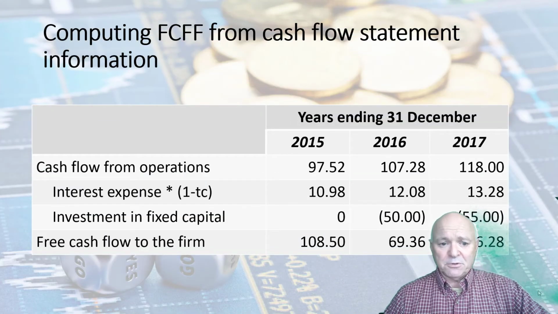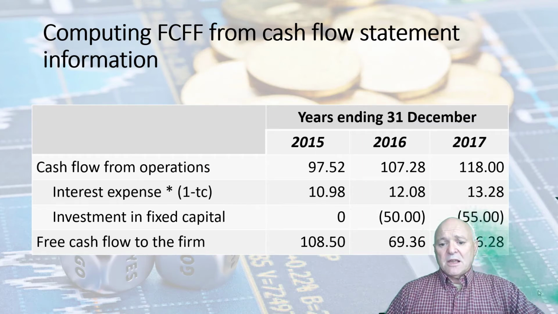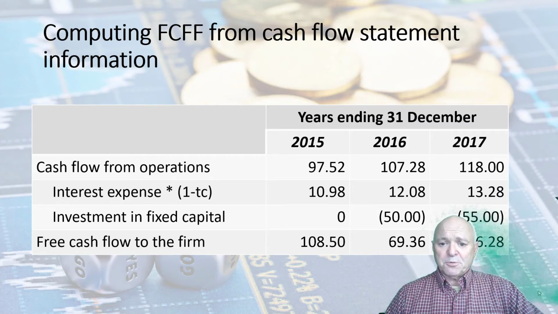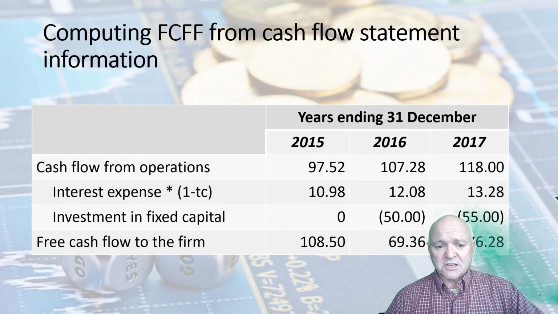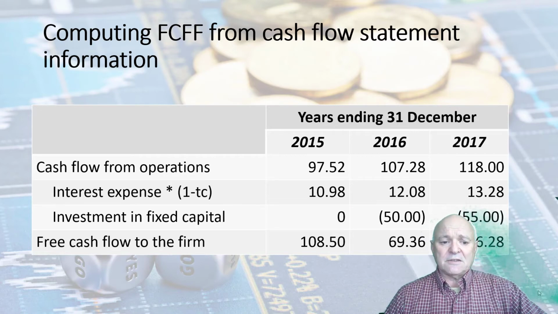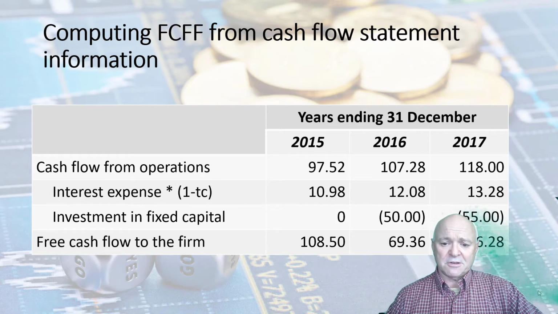So in this example, you can see we had the operating cash flow that we previously reported. And to get back to the free cash flow from operations, we are going to subtract the after-tax interest expense, no fixed capital to subtract, and that leaves us with the free cash flow to the firm of $108.5 million.